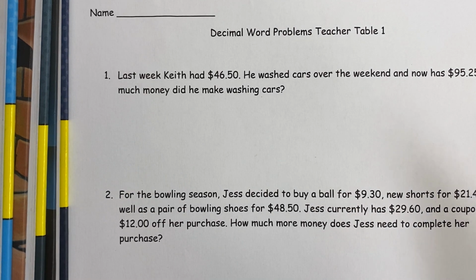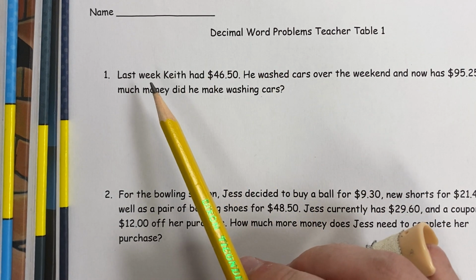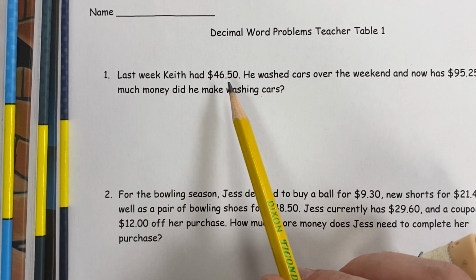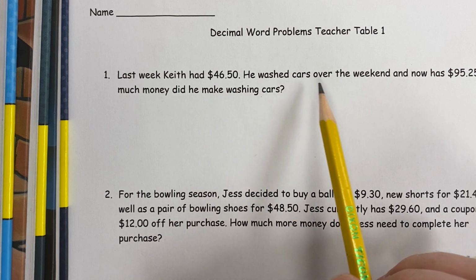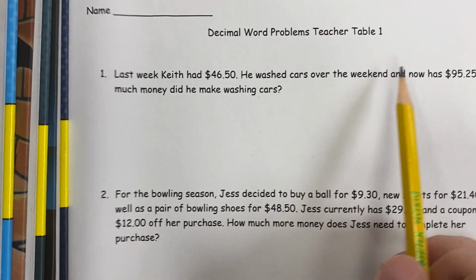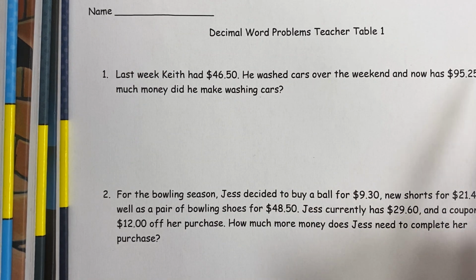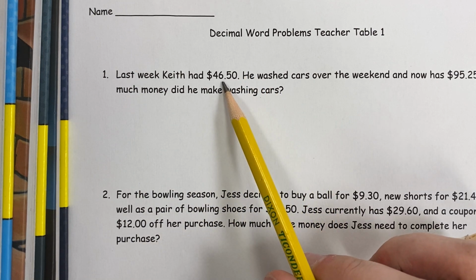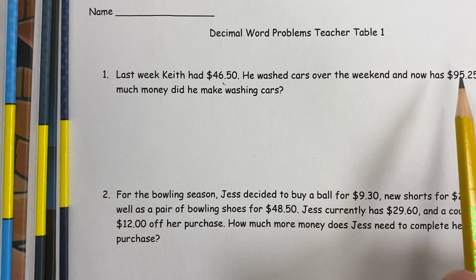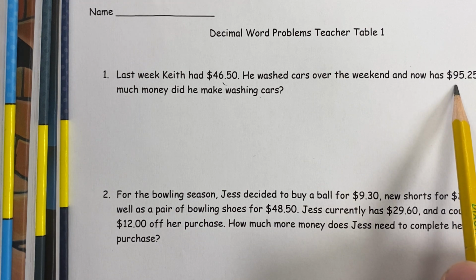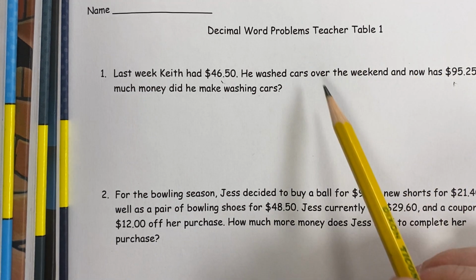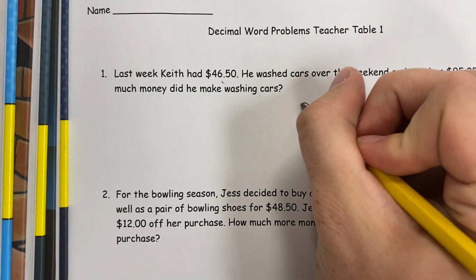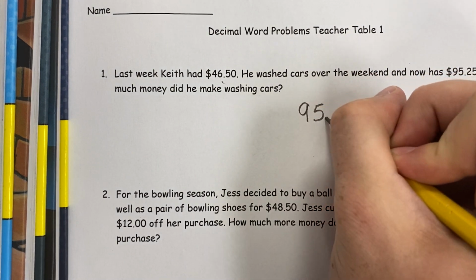All right, for today, we are going to look at some decimal word problems and how to solve them. So this one says, last week Keith made $46.50. He washed cars over the weekend and now has $95.25. How much money did he make washing cars? So if he had this amount of money first, and then he ended with this amount of money after making some, to figure out how much money he made, I need to subtract these two numbers.